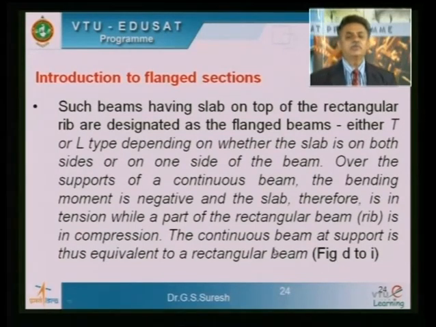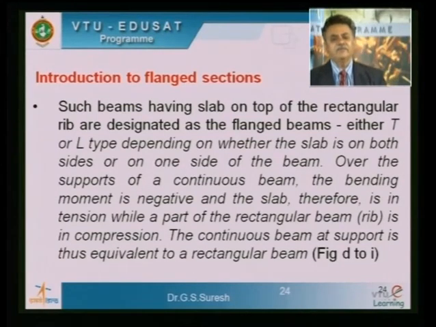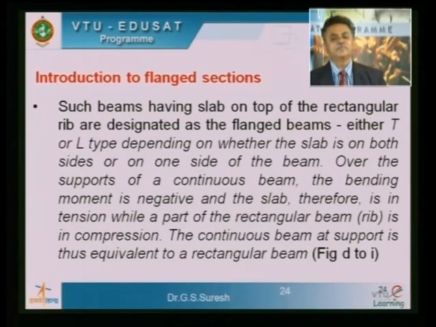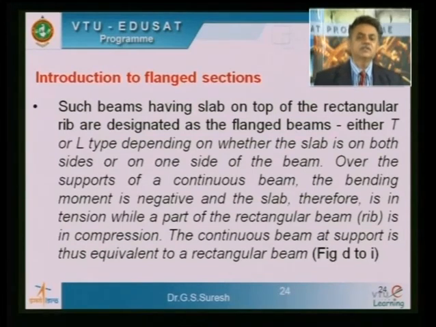Now let us move on to the advantages of the flanged beams. The beam having a flange on the top of a simply supported beam is called a T-beam. If the flange is on only one side of the beam, then it is called an L-beam. If it is on either side, it is a T-beam. Now in the case of a continuous beam, at the support, the continuous beam will have hogging bending moment, hence tension occurs at the top.